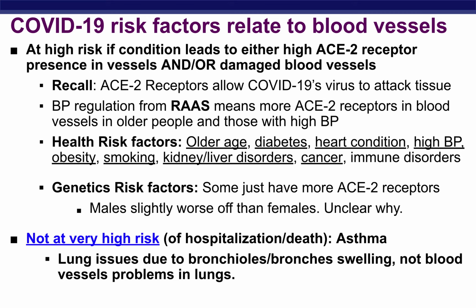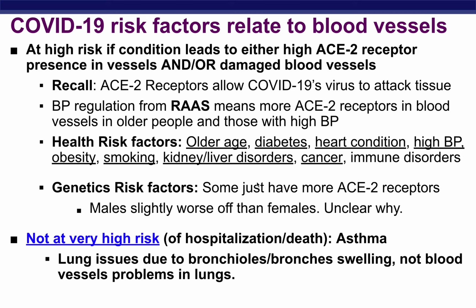And part of that is because your RAS system means your body needs to respond to RAS and other factors to help regulate your blood pressure. As a result, you're going to have a lot of ACE2 in your blood vessels, because where do you need to regulate blood pressure? In your blood vessels. And if you look at the health risk factors listed on the CDC website for people at the highest risk for COVID, a lot of these risk factors, like older age, diabetes, heart conditions, high blood pressure, obesity, smoking, are associated with blood vessel damage.